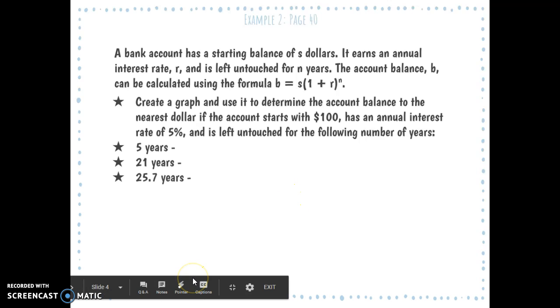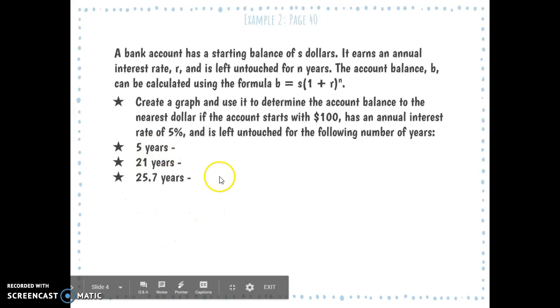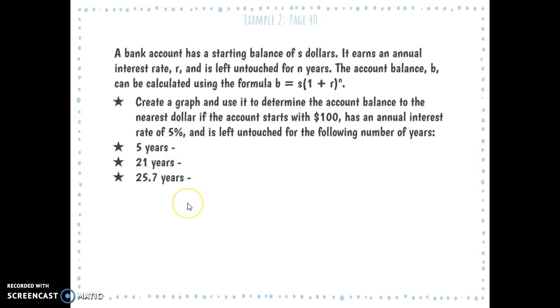So it says create a graph and use it to determine the account balance to the nearest dollar if the account starts with $100, which is our initial value, so that's going to be our S, has an annual interest rate of 5%, so that would be 1 plus 0.05, which is 1.05 to the nth power. Now, we're going to plug in 5, 21, and 25.7 for each of those n's. If you have not done so already, pause your video, plug those values in, and then come back and check after you have figured out what the values are at each of these year increments.